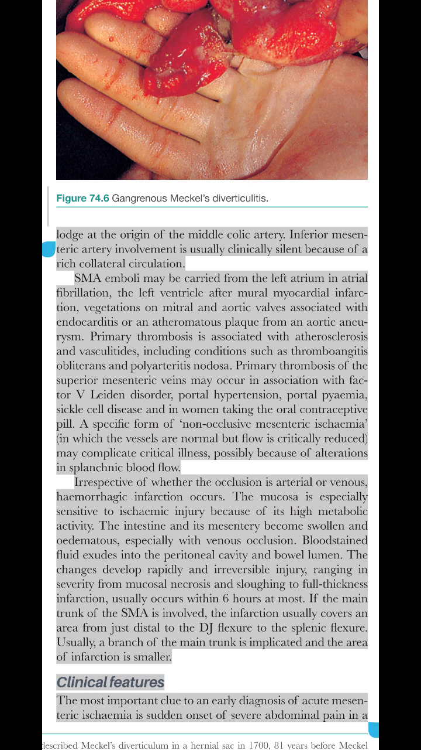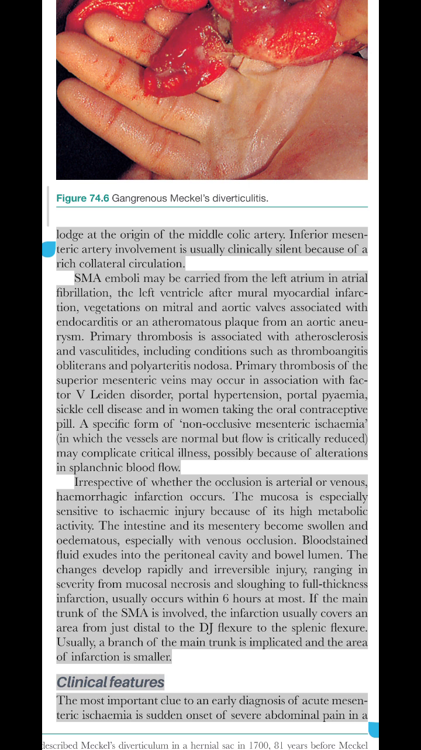Primary thrombosis of the superior mesenteric veins may occur in association with factor V Leiden disorder, portal hypertension, polycythemia, sickle cell disease, and in women taking the oral contraceptive pill. A specific form, non-occlusive mesenteric ischemia, in which the vessels are normal but flow is critically reduced, may complicate critical illness, possibly because of alterations in splanchnic blood flow.